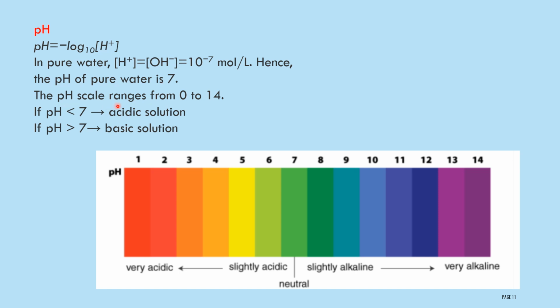The pH scale ranges from 0 to 14. If the pH is less than 7, it is an acidic solution. If the pH is greater than 7, the solution is basic in nature.